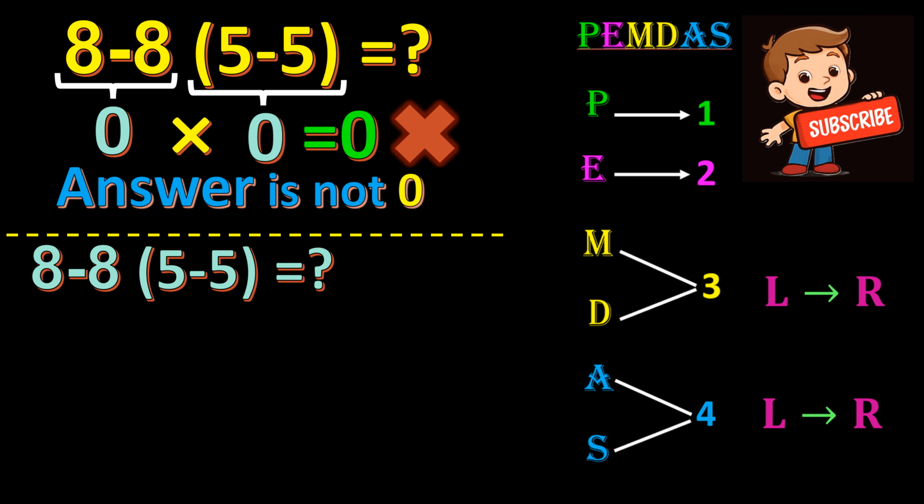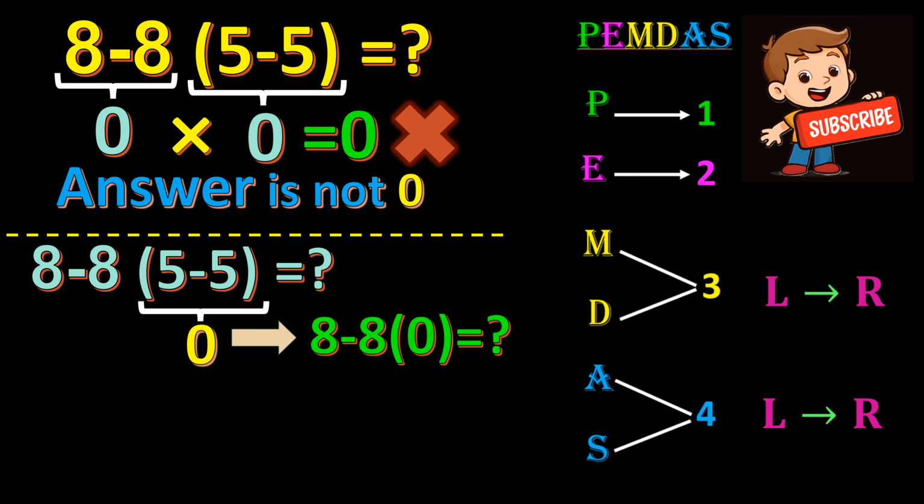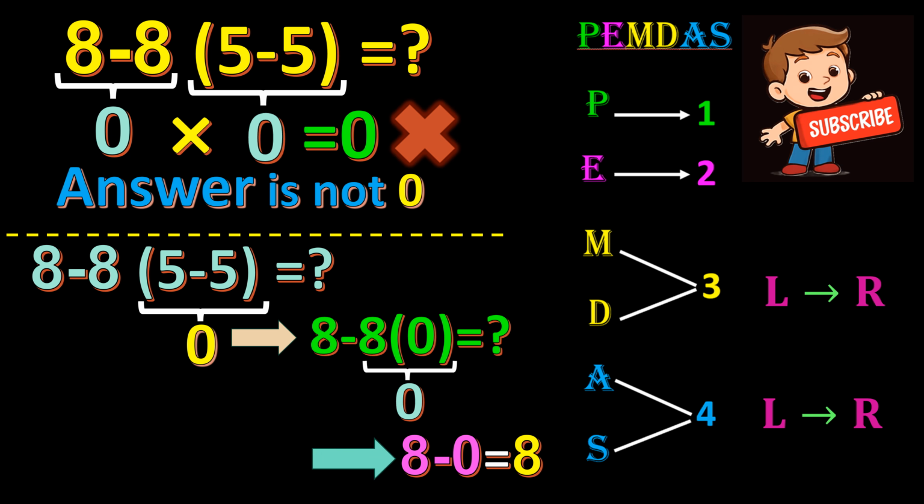Based on the PEMDAS rule, we first solve the expression inside the parentheses. 5 minus 5 equals 0, so the expression becomes 8 minus 8 times 0. According to the order of operations, multiplication comes first, and 8 times 0 equals 0. Consequently, 8 minus 0 equals 8.